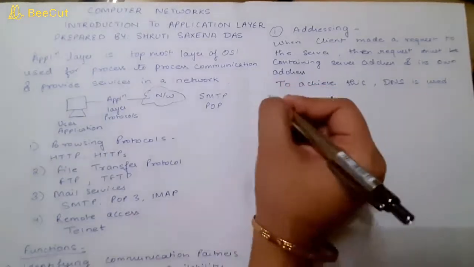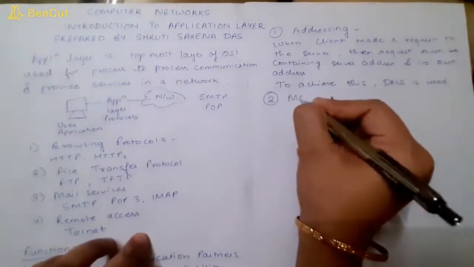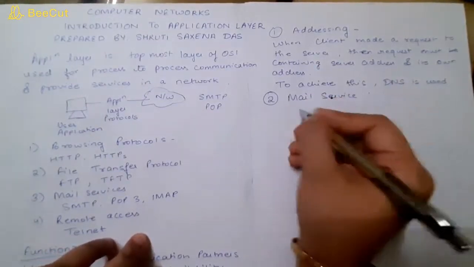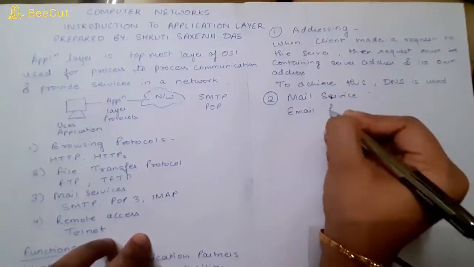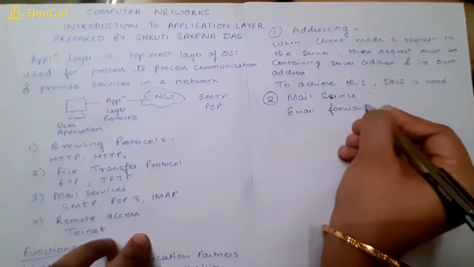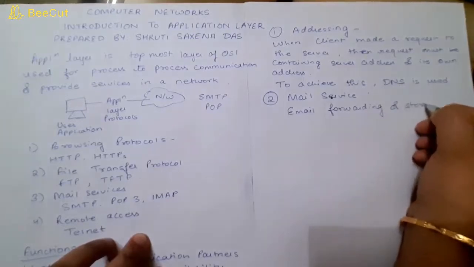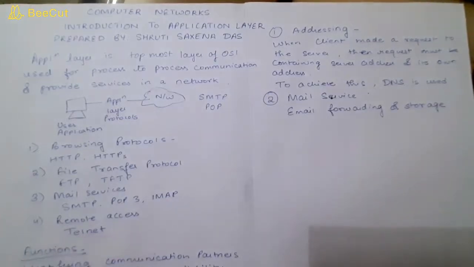The second service which is provided by the application layer is mail service. With mail service, we can forward the mail or we can store the mail. For this service, the SMTP or POP protocols are used to provide mail services.